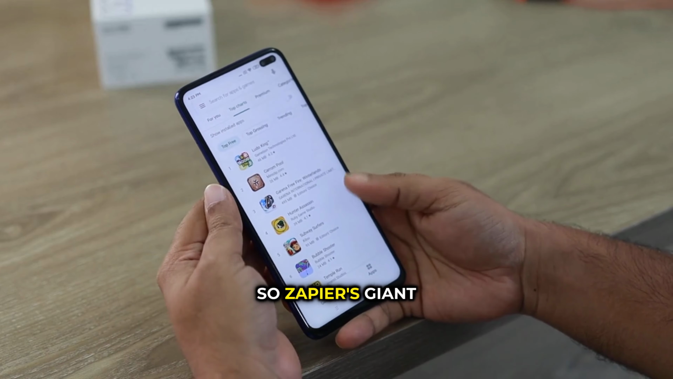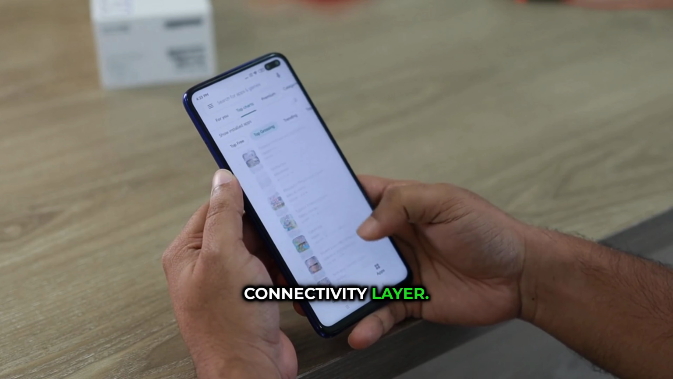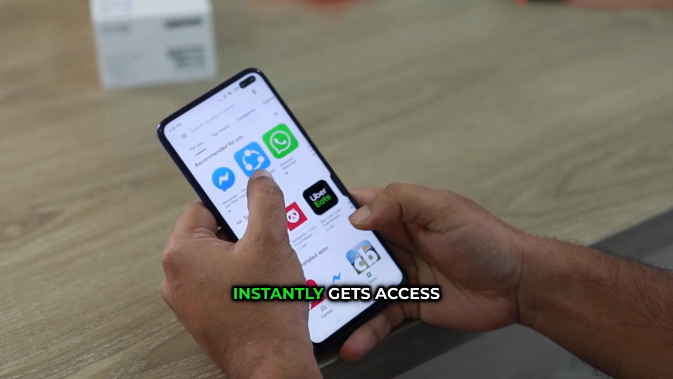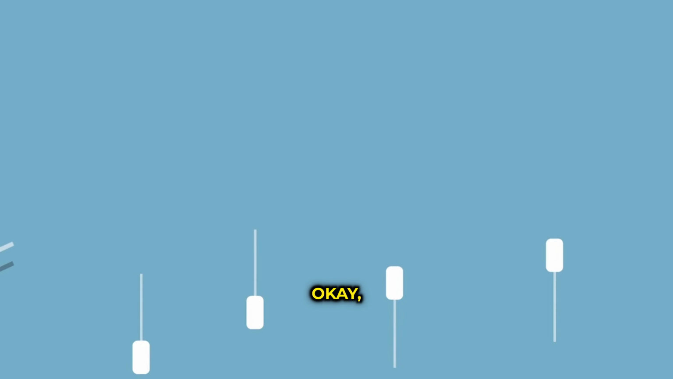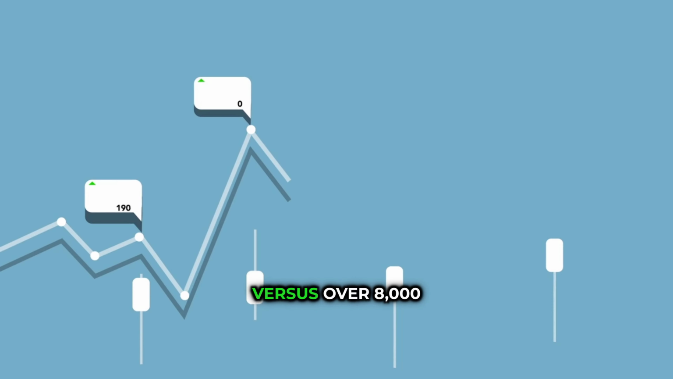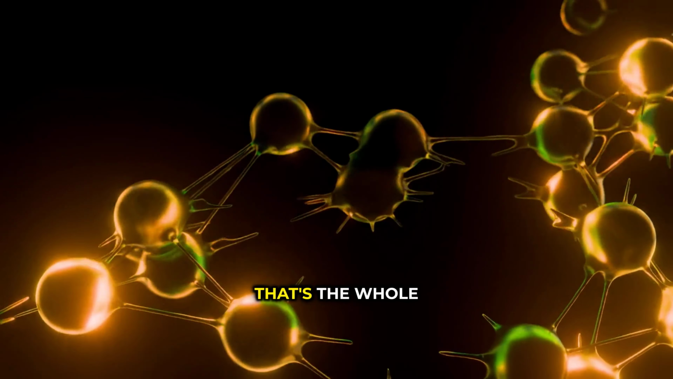So Zapier's giant library of connections. Exactly. It's their massive connectivity layer. And by plugging into that, a ChatGPT agent instantly gets access to over 8,000 different apps. Whoa. Okay, so that number is the story right there. 5 external apps on Google versus over 8,000 through Zapier on OpenAI. I mean, that's the whole ballgame.